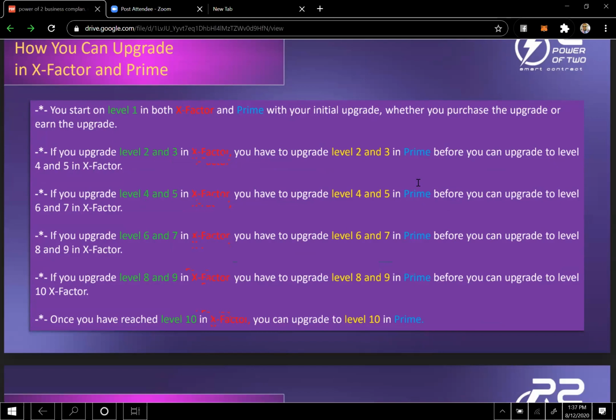If you see right here, you start on level 1 in both X Factor and Prime when you initially upgrade. You see that? Yeah. If you upgrade level 2 and 3 in X Factor, what does it say? You have to also upgrade the same in Prime before you can go to the next level. You have to work hand in hand with X Factor. You can't pass X Factor and go to Prime and try to activate all your positions. I understand. This is exactly what I'm saying.